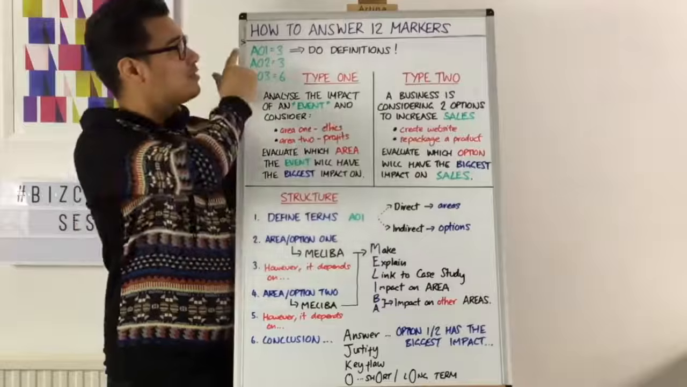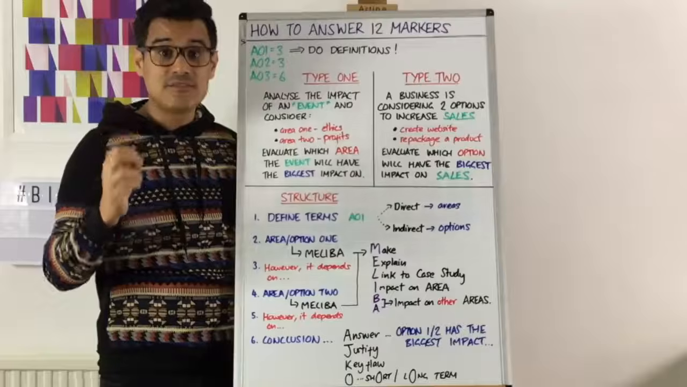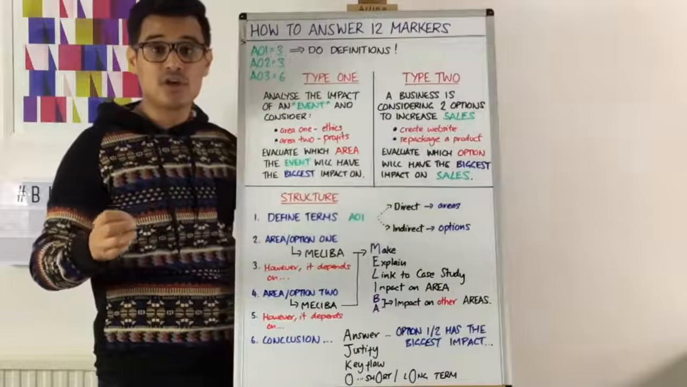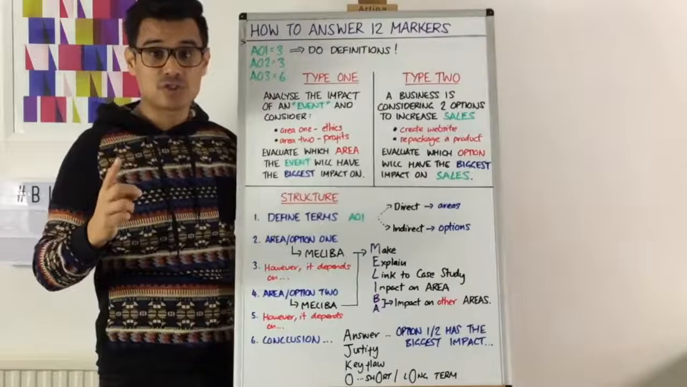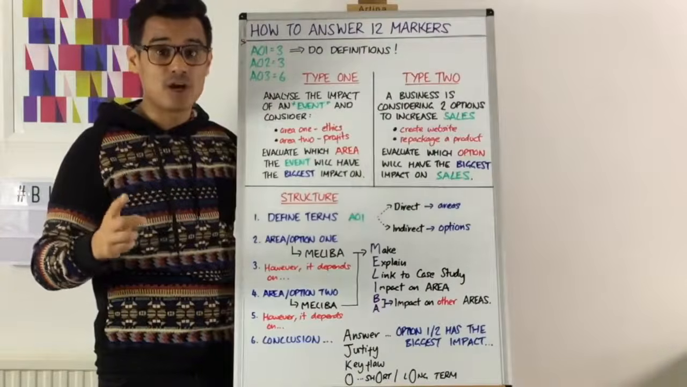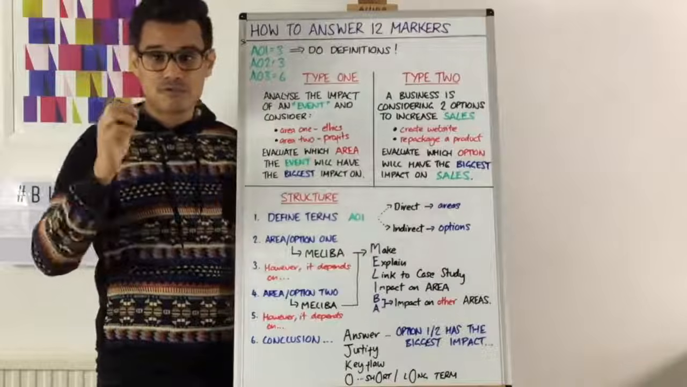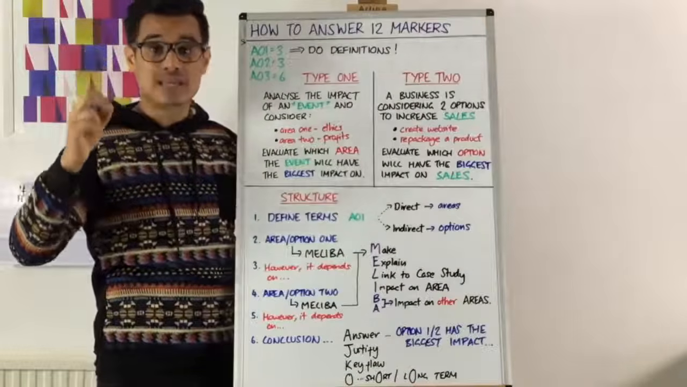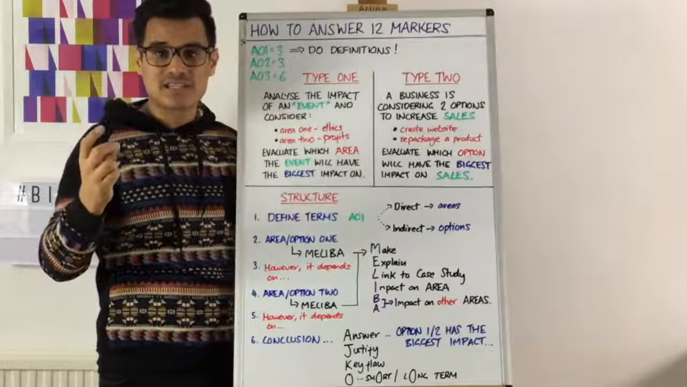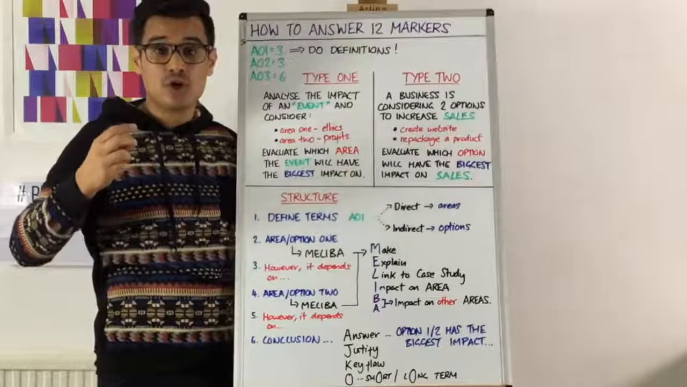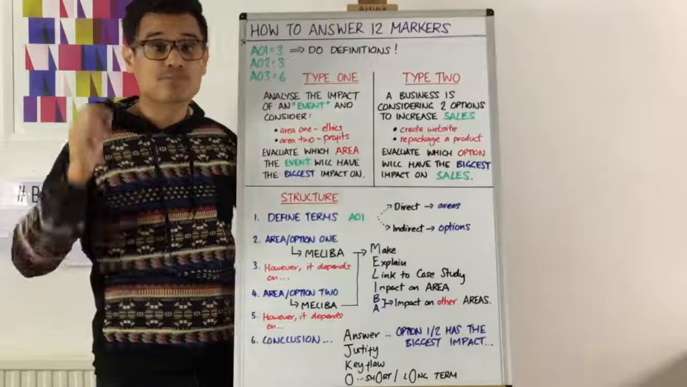First thing to know, this is where the marks come from. There's 3 marks for AO1. That is different to 6 and 9 markers. So 3 marks for AO1 means do the definitions, unlike 6 markers and 9 markers where there's no need to do the definitions. AO2, 3 marks for linking to the case study, application, and 6 marks for your analysis, and that's also going to include your evaluation and your final conclusion, your judgment.